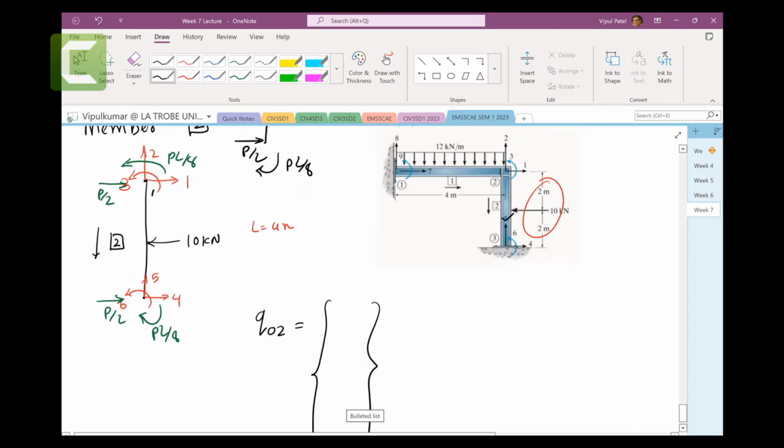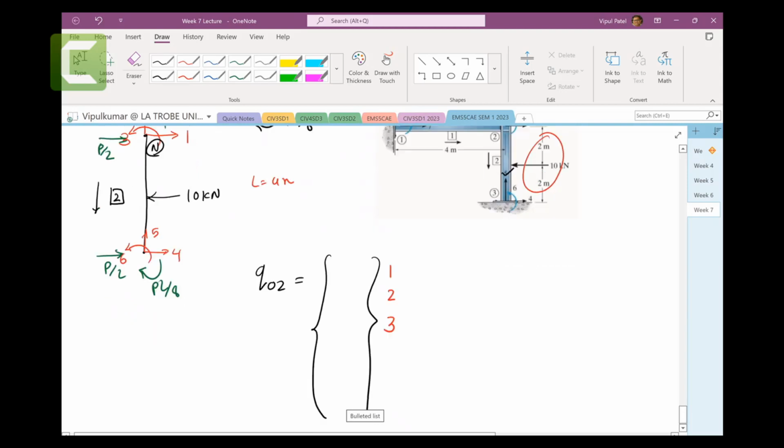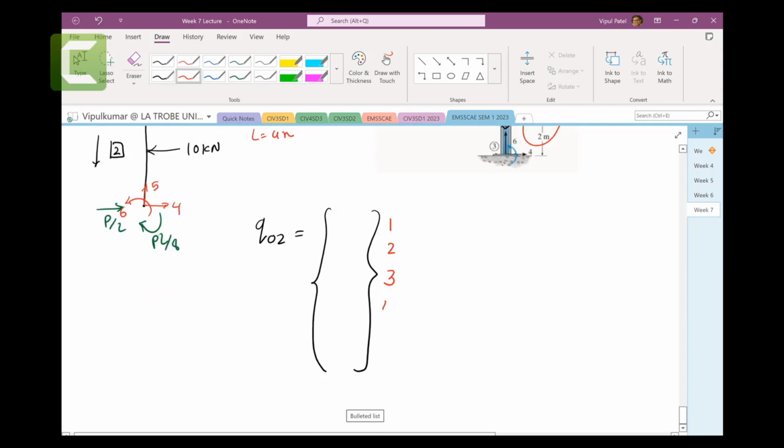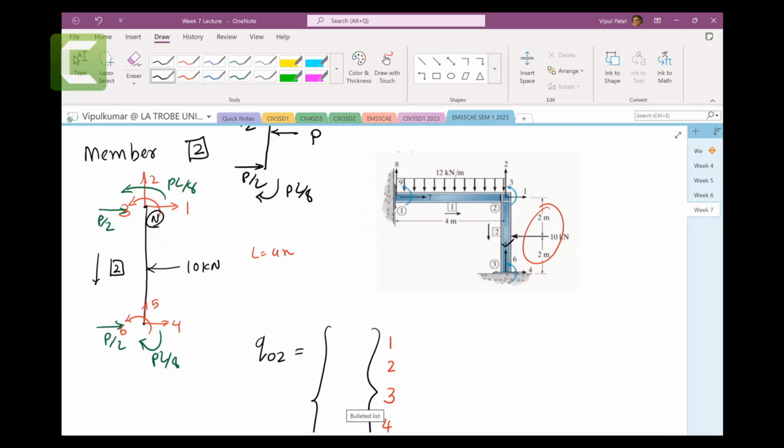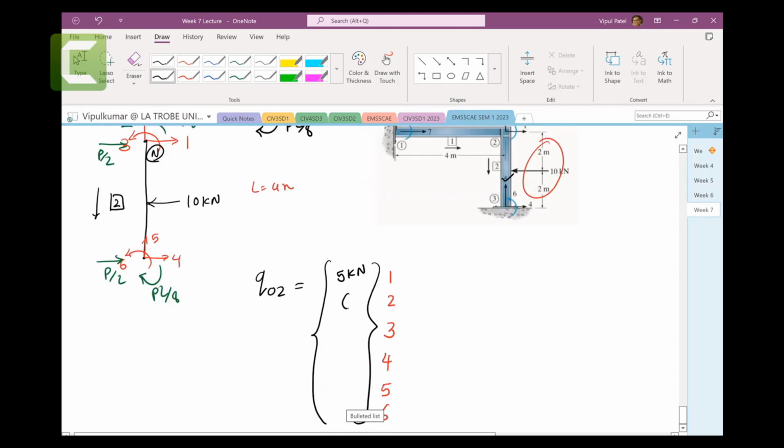Near nodes are these ones, so we have 1, 2, and 3, and then 4, 5, and 6 are far nodes. So number 1 is P by 2, which is 10 by 2, so 5 kilonewtons. Number 2, there is no force in number 2, you can see. So number 2 is 0.